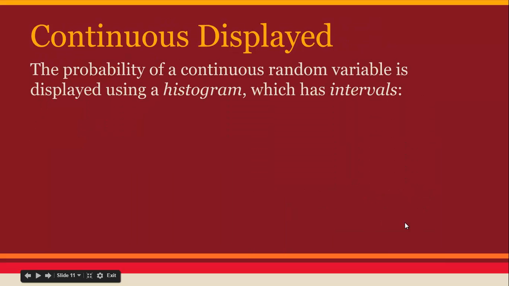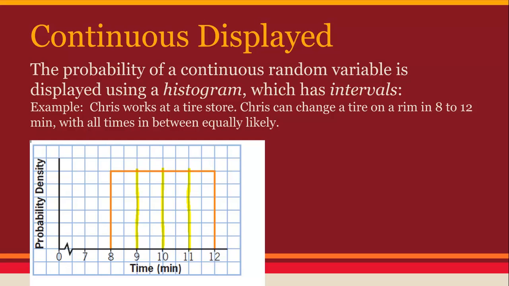The probability of continuous random variables is displayed using a histogram, which is intervals. And so here we're going to look at a histogram between 8 and 9. There's no gap. We're not looking at right at 8 or right at 9. We're looking at the interval between 8 and 9. That's a continuous variable. So this example is Chris works at a tire store.